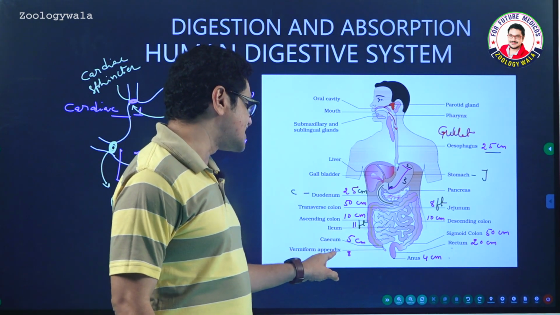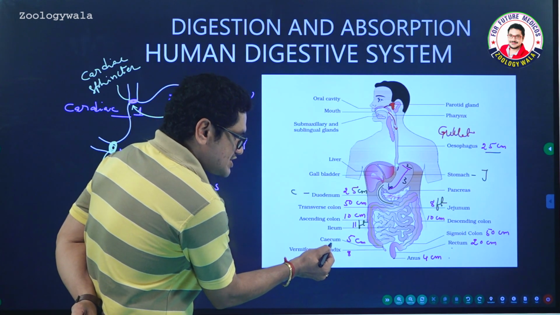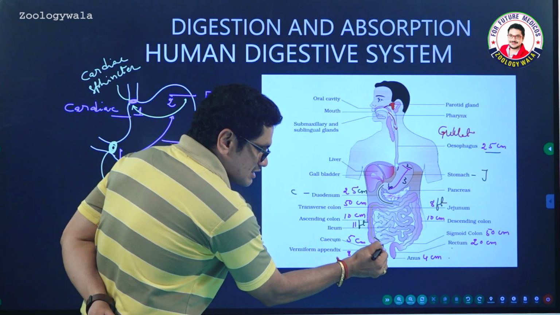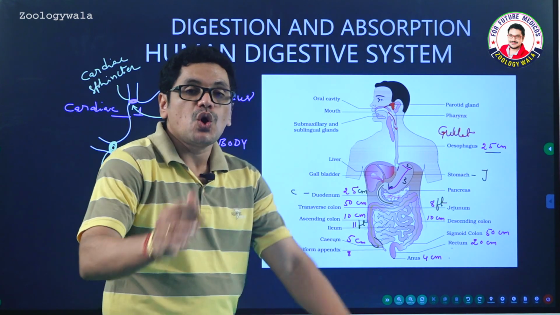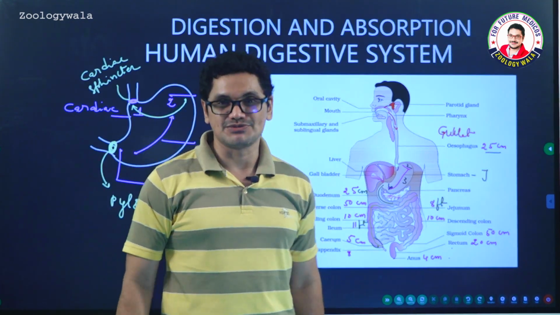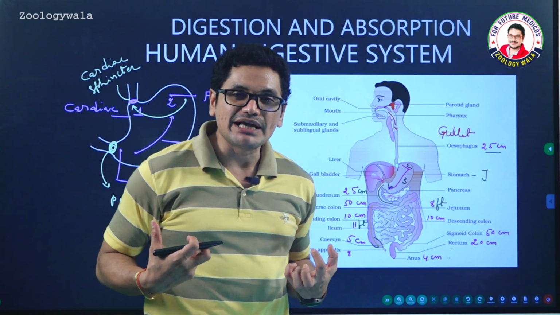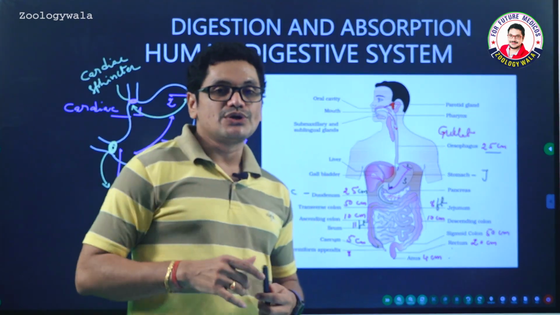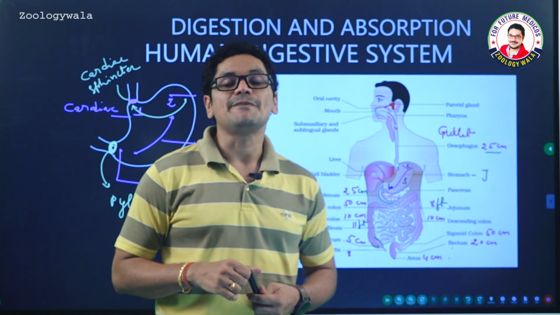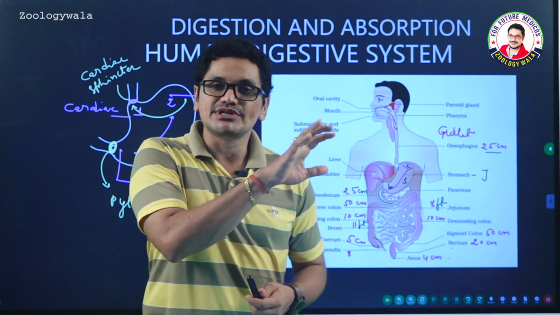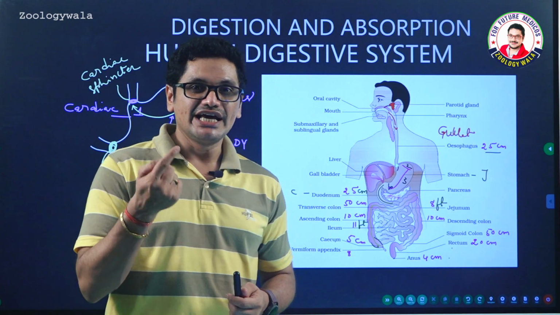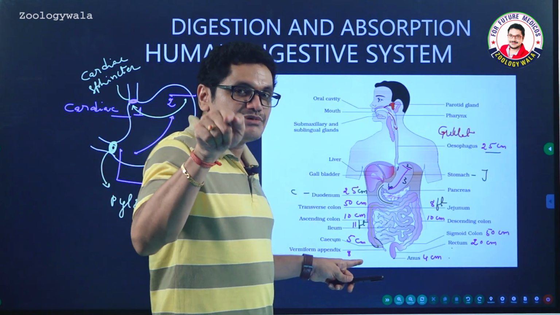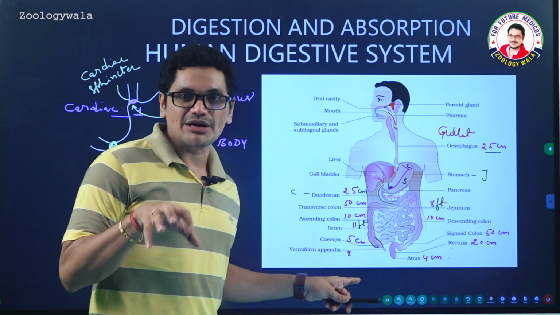Let us move to the large intestine. Here you can see cecum, a small blind sac. This is the cecum, which hosts symbiotic microorganisms. The food material the human being eats may contain even cellulose, but cellulose is not able to be digested by human beings because cellulase enzyme is not produced in the human body. Even though cellulase enzyme is not produced, cellulase enzyme is supplied by these microorganisms which are present in the gut.